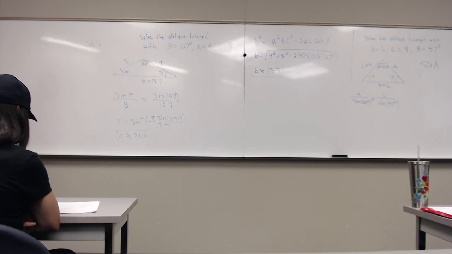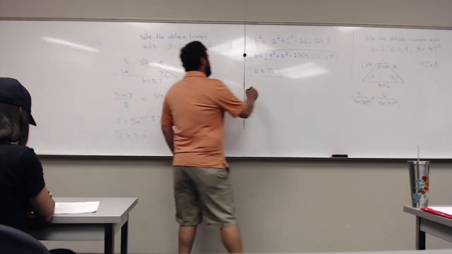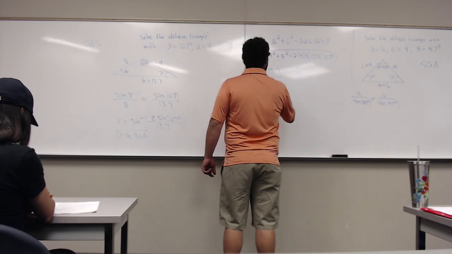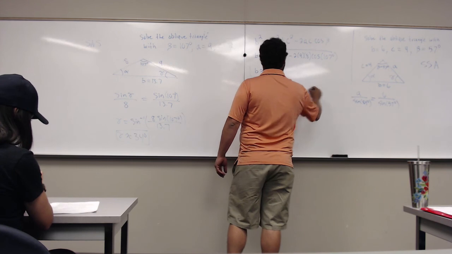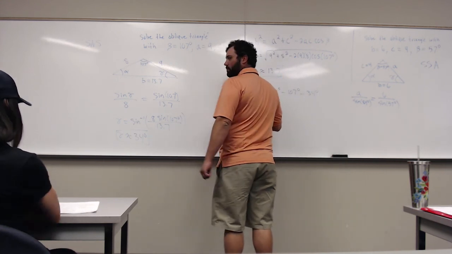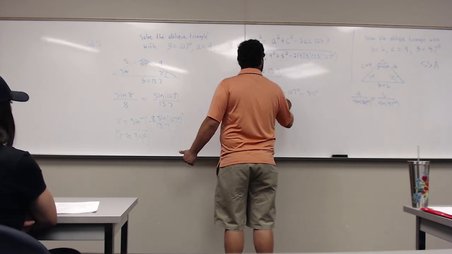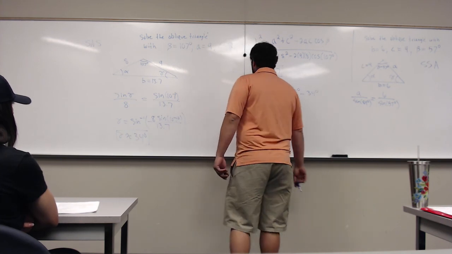Alpha would be, okay, so you do the 180 minus 107 minus 34. And what did you say you got for it? I got 39 too. Mine's 38.98.